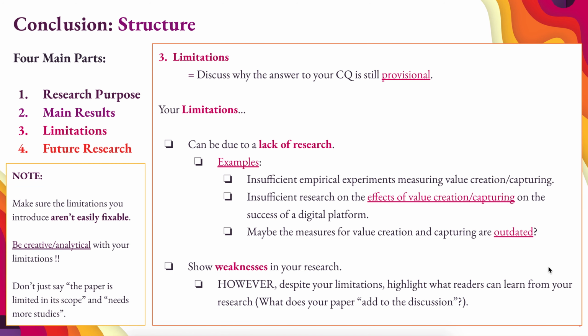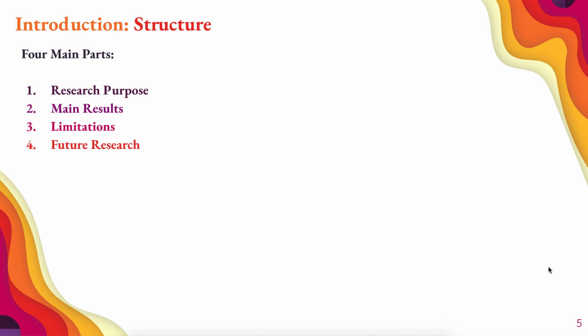A quick note about that is to make sure that the limitations you introduce aren't easily fixable. So obviously, if you just say, oh, I could have chosen studies that were more recent, of course you should have already done that by just trying to do the overall research paper. Try to be more creative in terms of how your paper is limited. Maybe the scope of your paper is limited. Maybe, again, it could be a lack of research, but what type of research? Things like that. Make sure that you don't keep the limitation to just one sentence and not elaborate on it. And then we move into future research.